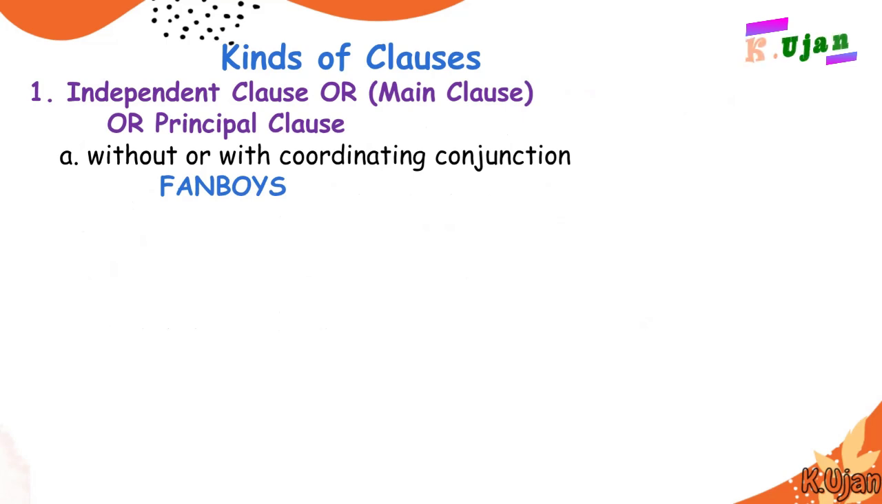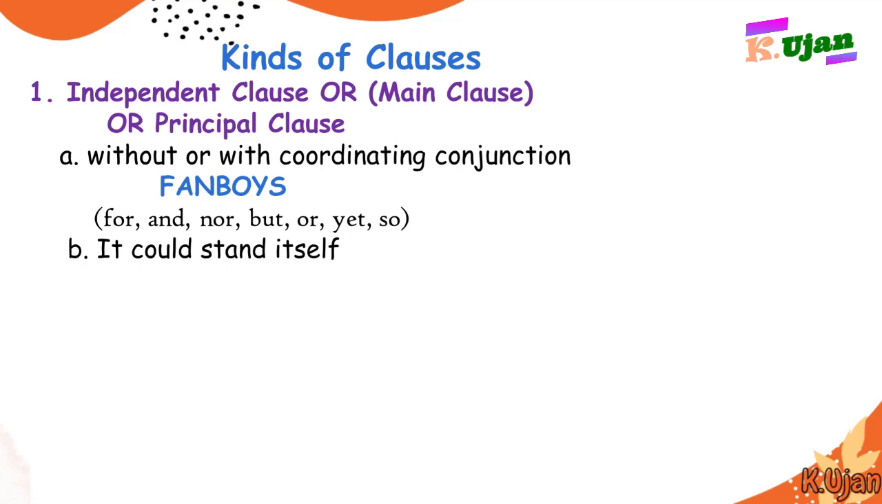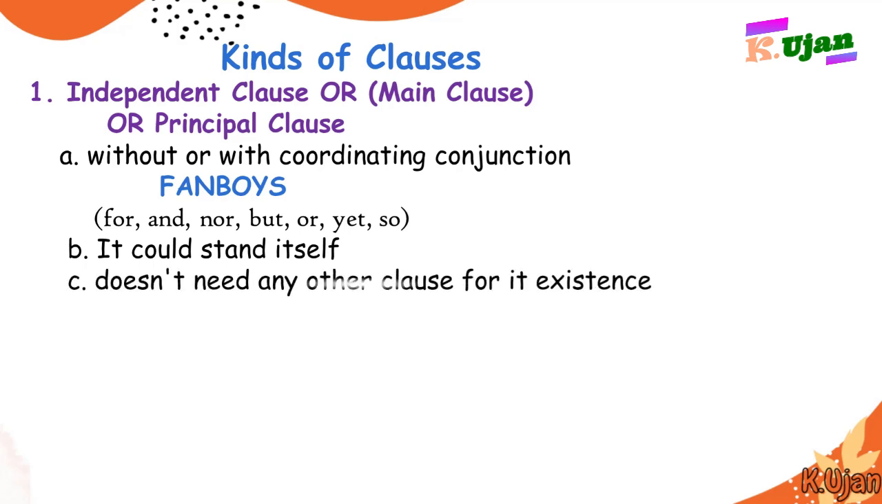A, without or with coordinating conjunction, like fanboys. And what are those fanboys? Like for, and, nor, but, or, yet. So these are actually coordinating conjunctions. So independent clause is always with or without these coordinating conjunctions. B, it could stand by itself, and C, it doesn't need any other clause for its existence. It means to say it is actually sufficient, it has its own meaning.